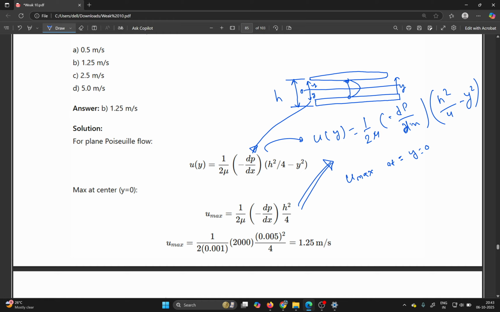So after putting all the values, you know your viscosity mu, and you know already the pressure gradient, and you know already your h value, and after final calculation you will get 1.25. Maybe you just check whether the calculation is correct or not, but the concept will be the same. So option B will be correct here, remember.